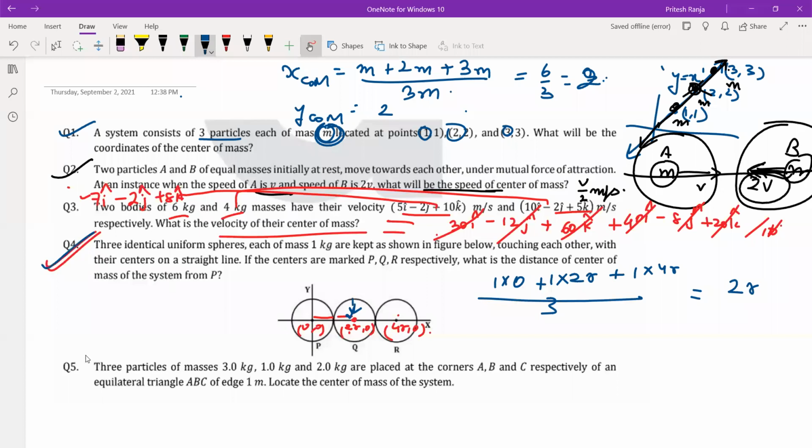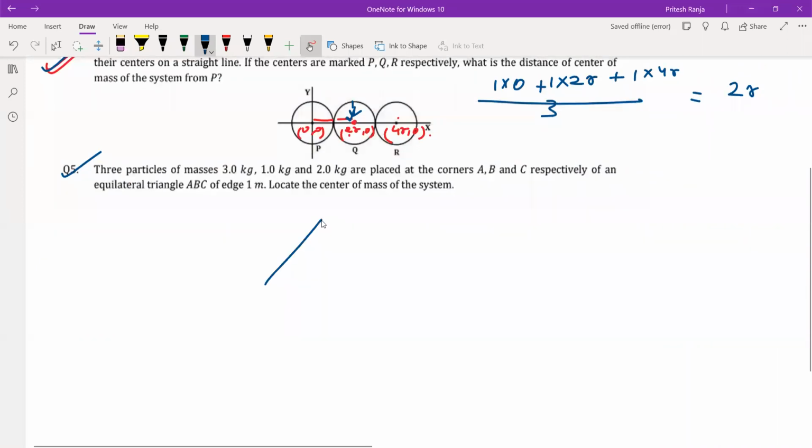Whereas number 5, let us do this one also quickly. 3 particles of masses are placed at the corners and locate the center of mass. So I'll give you the diagram here, because for different particles at different corners, all will get different answers. So let's say this is an equilateral triangle which you have been given. Assume 3 kg is here, 1 kg is here, 2 kg is here. Find out the center of mass now. Quickly, guys.